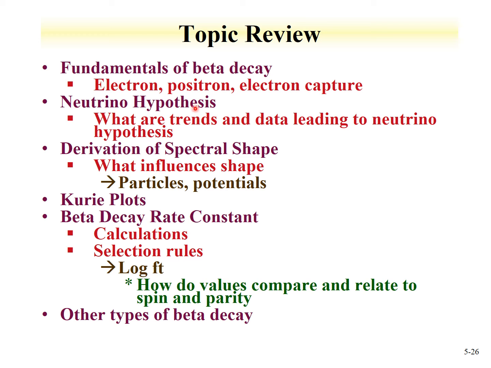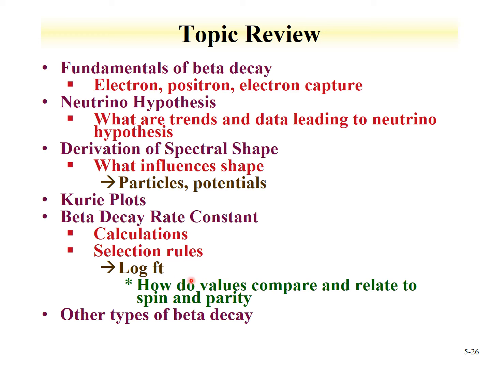You should be able to understand something about spectral shapes, what influences these spectral shapes, how particles and potentials are related. You should be able to identify a Curie plot and understand the difference between a straight and curved line. You should be able to look at some calculations for beta decay rate constants and understand the selection rules, particularly these log ft values, how we can calculate log fts, and how those values compare to the spin and parity of the parent and daughter states.